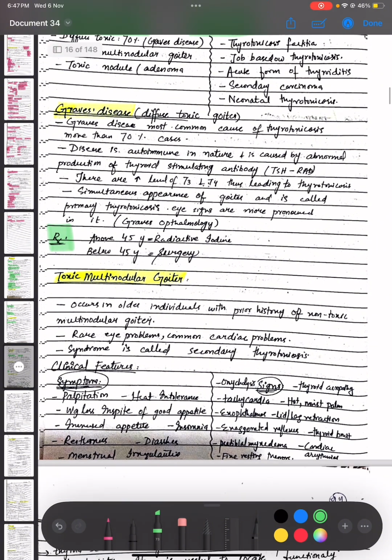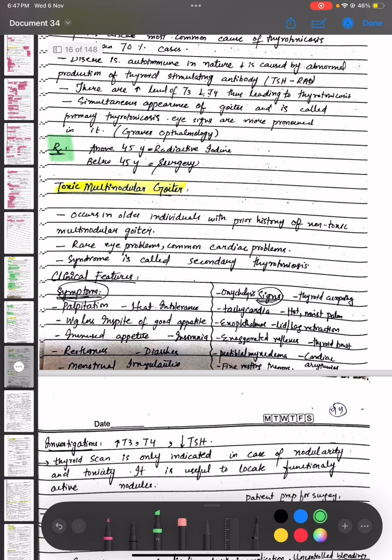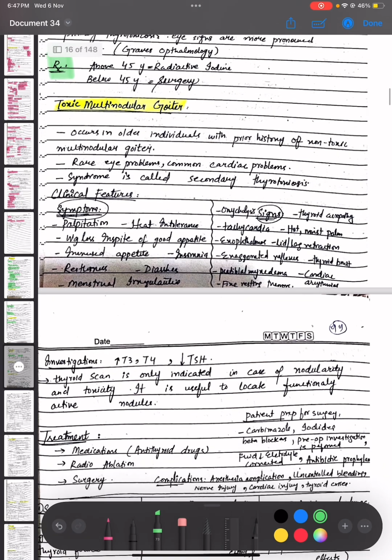Now, what is toxic multinodular goiter? It occurs in older individuals with prior history of non-toxic multinodular goiter. Rare eye problems and common cardiac problems are present. The syndrome is called secondary thyrotoxicosis.